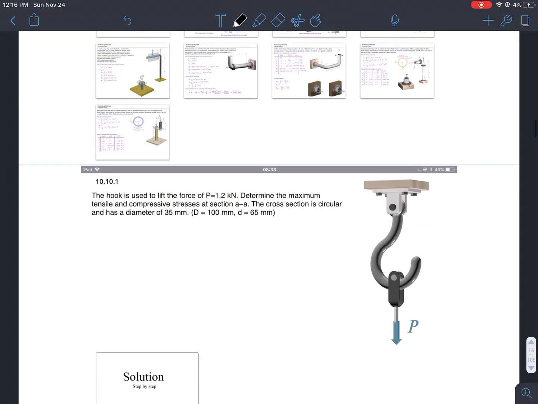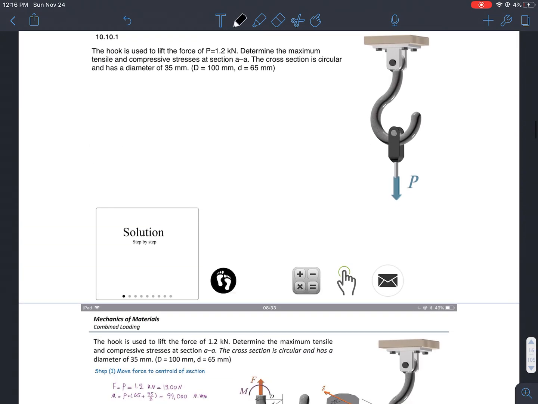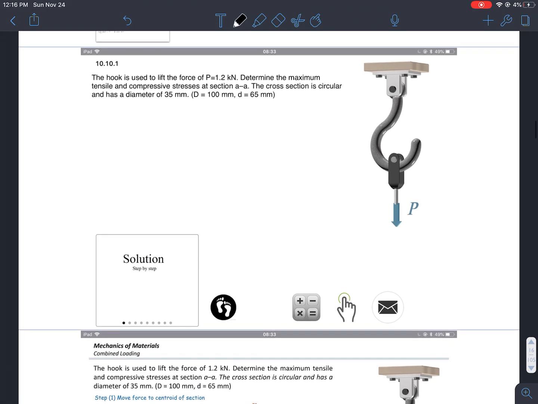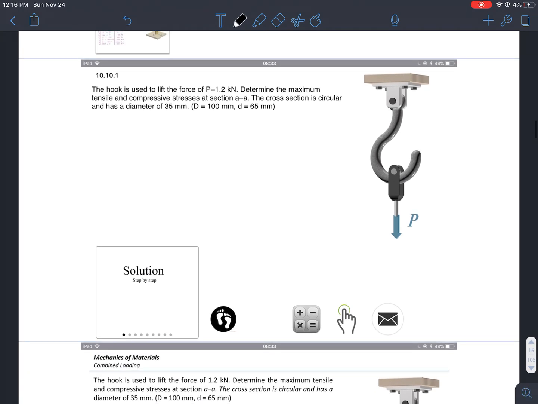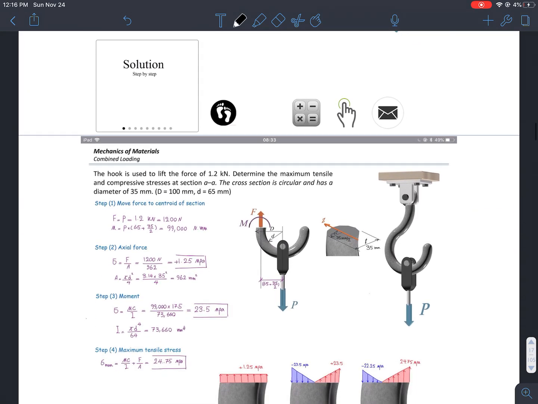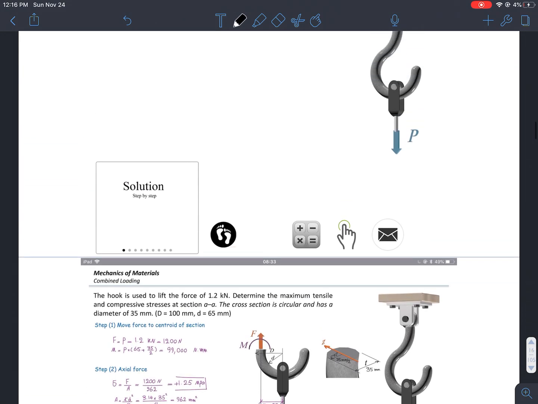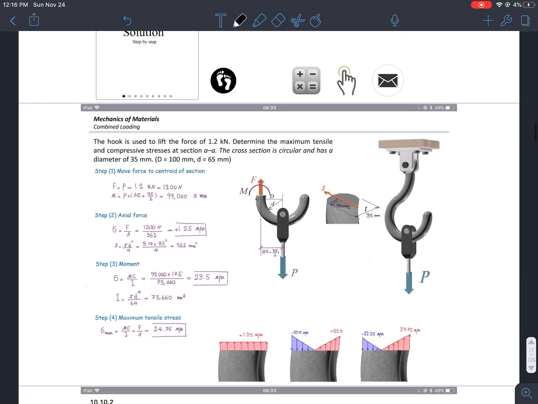This can be very confusing. Okay, so let's take a look at some examples. Okay, so here's the first example. I have a hook that is used to lift a force of P equal to 1.2 kilonewton. Determine the maximum tensile and compressive stress of section AA. The cross section is circular, and has a diameter of 35 millimeters. Okay, so where is AA, right? So this is AA right here.